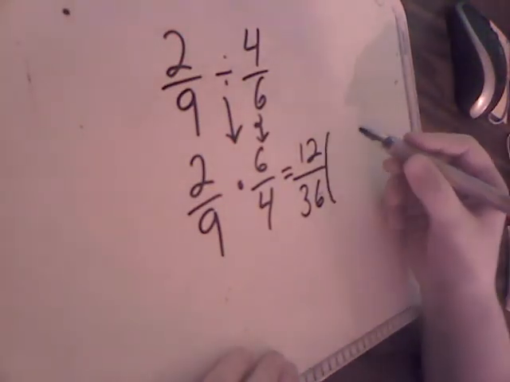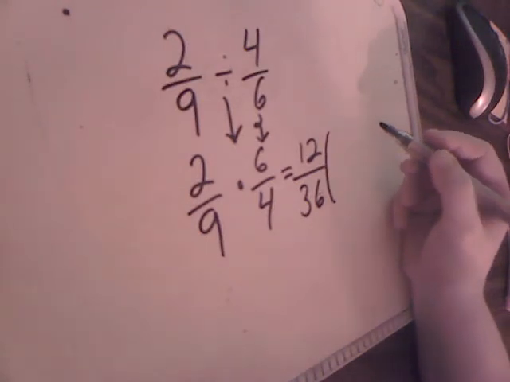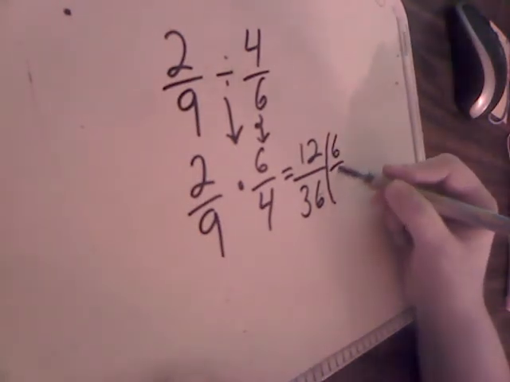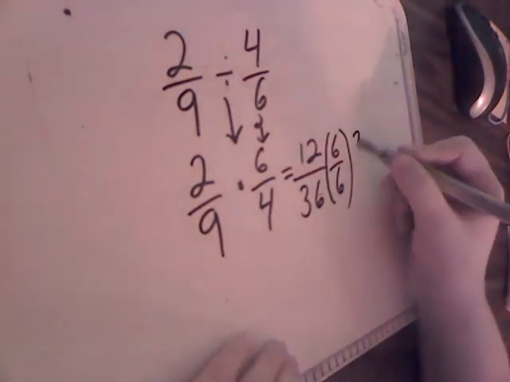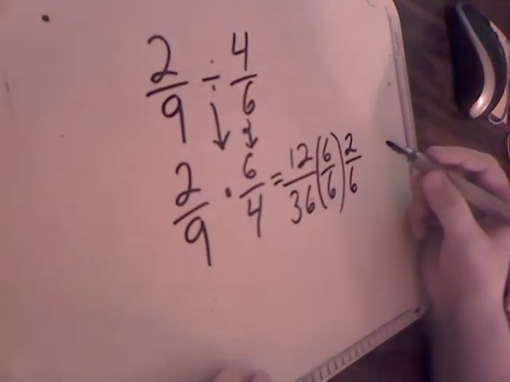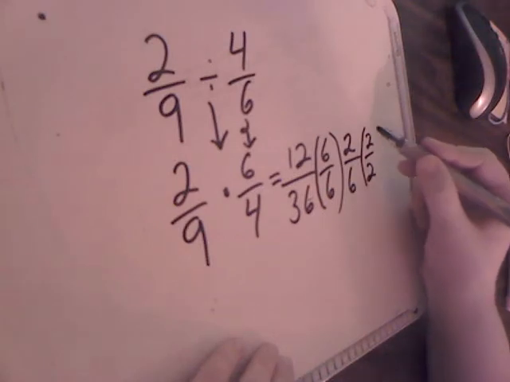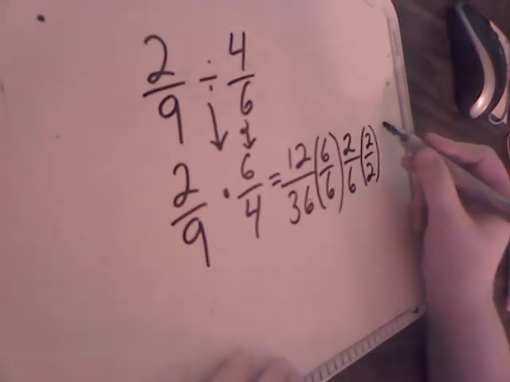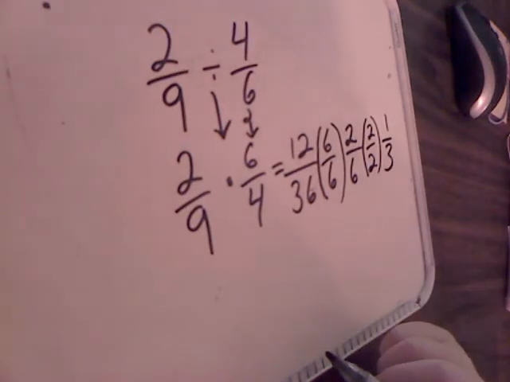I'm going to pick, you could pick 12/12, you could pick 6/6. Let's do 6/6. Not make it too big, but still manageable. 12 divided by 6 is 2. 36 divided by 6 is 6. And then we can divide 2/6 by 2/2. 2 divided by 2 is 1. 6 divided by 2 is 3. And you get your answer of 1/3.